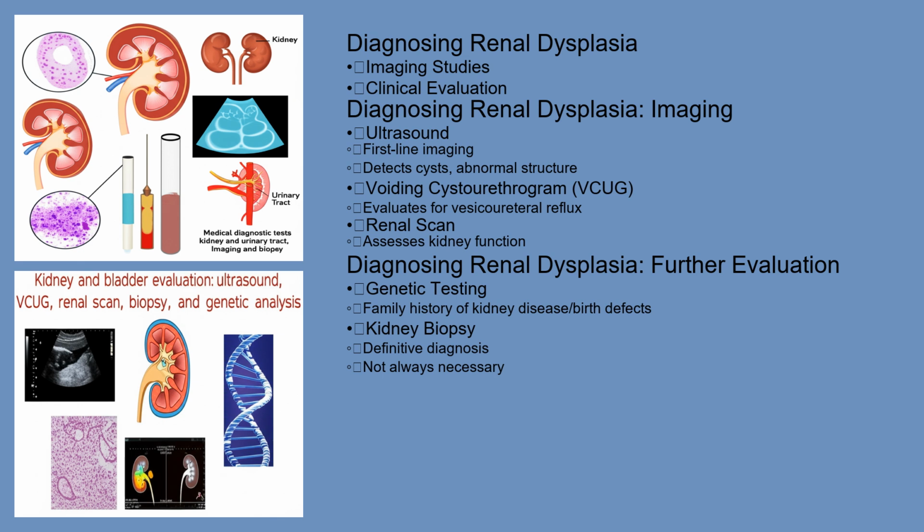A renal scan can assess kidney function. Genetic testing may be considered, especially if there is a family history of kidney disease or other birth defects. Finally, a kidney biopsy, where a small sample of kidney tissue is examined under a microscope, can provide a definitive diagnosis, although it is not always necessary.